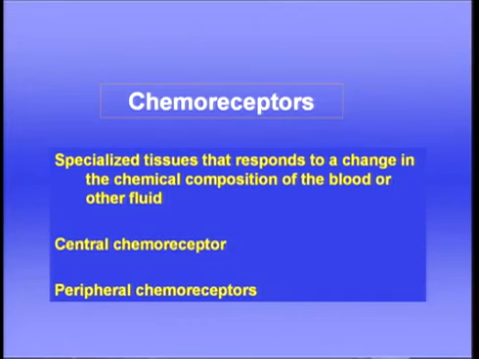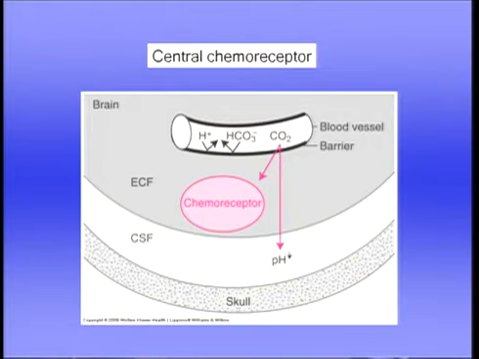So let's now move to the central chemoreceptor. And first of all, what do we mean by a chemoreceptor? Well, a chemoreceptor consists of specialized tissue that responds to a change in the chemical composition of the blood or some other fluid. And in fact, we'll see that as far as the central chemoreceptor is concerned, it's the extracellular fluid of the brain that's the important fluid. As far as the peripheral chemoreceptors are concerned, it's the arterial blood that is the fluid that is sensed. So we've got the central chemoreceptor and the two peripheral chemoreceptors. Let's look at the central chemoreceptor.